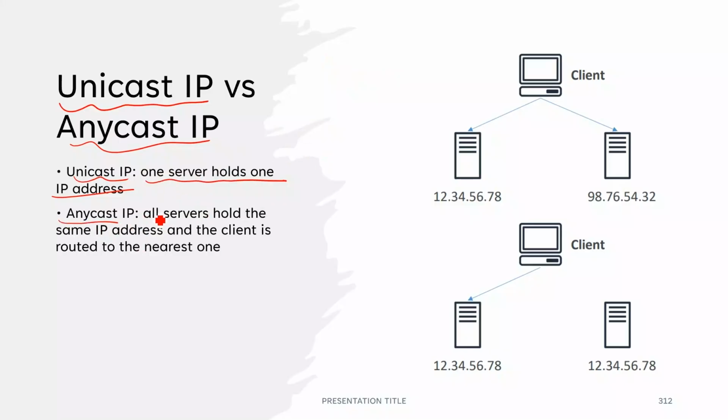Anycast IP means that all servers hold the same IP address and the client is routed to the nearest one. So if you see this, this is the client and these are two servers, and these two have the same IP address. But this one is closer. So basically the request is redirected to that particular closest web server, right? That is known as an Anycast IP. And basically your Global Accelerator works on the principle of Anycast IP. You're going to see that in a minute.